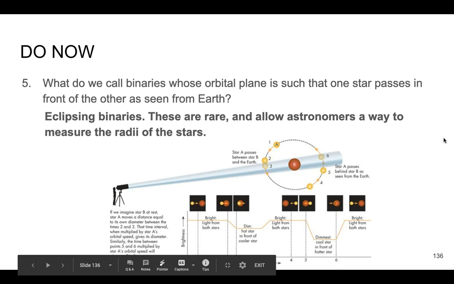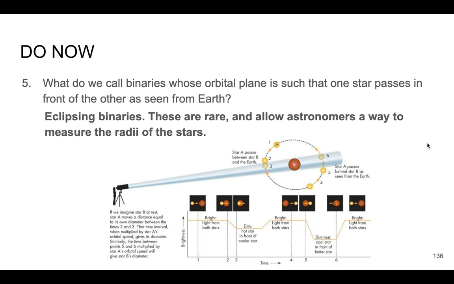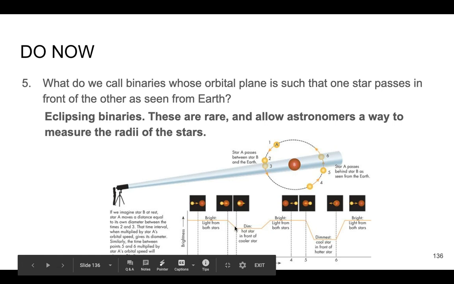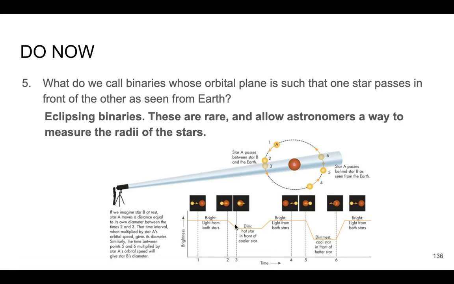So eclipsing binaries are kind of rare. They have to line up just perfectly from Earth for this to happen. But when this does happen, we can figure out extra things about them. By measuring how long it takes for them to pass in front of each other, you can figure out the radiuses of the separate stars. Radiuses, I say, not radii. I don't like irregular Latin plurals, but that's just me.